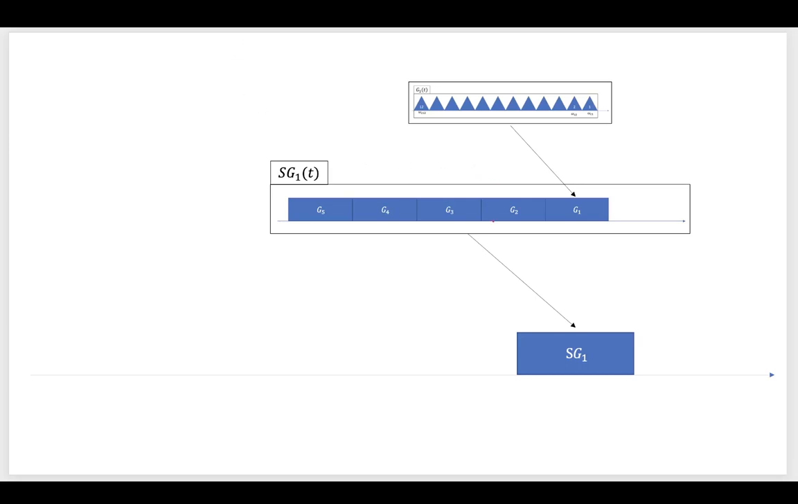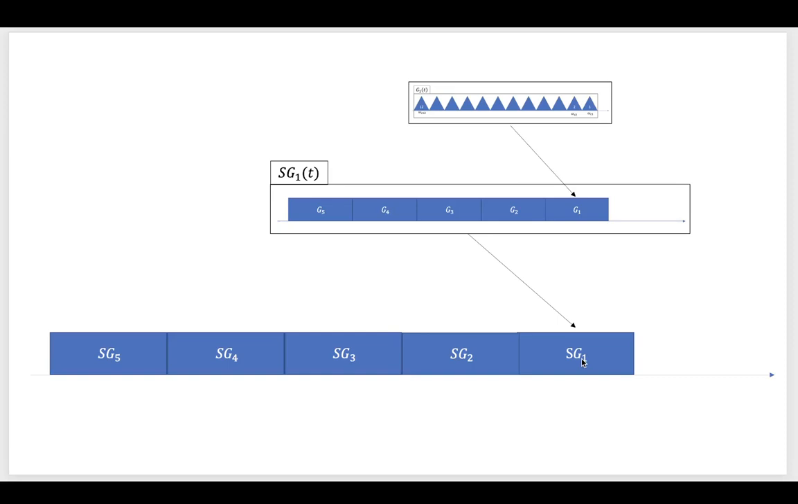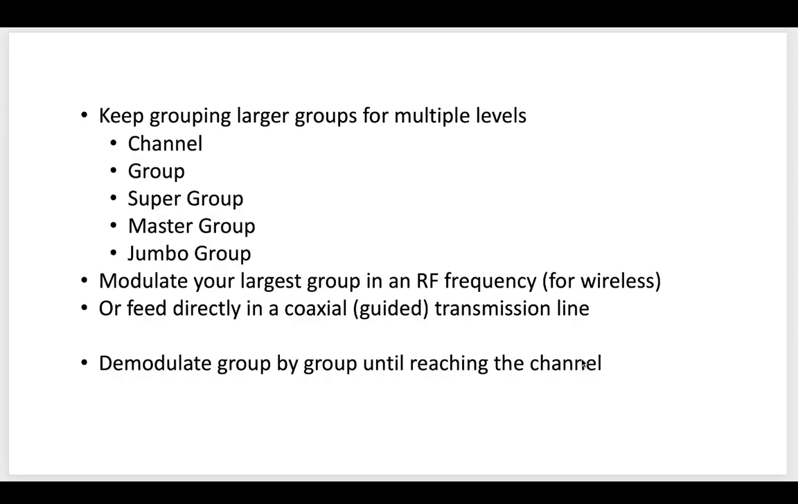All of your groups, you could take 5 groups together, turn that into a supergroup. This supergroup signal, right, goes into some modulator, and then out comes something that's modulated at whatever frequency you want for this supergroup. The supergroups can be combined, put 5 supergroups together, and so on and so forth. So frequency division multiplexing, you keep grouping larger and larger groups for multiple levels.